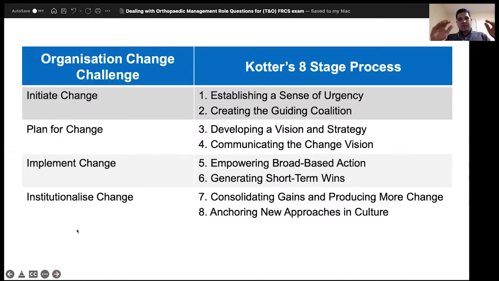And these are the 8 steps recommended by Kotter, which is Kotter's 8-stage process. You can say it in 4 groups. Initiate a change by 2 things: sense of urgency and creating the guiding coalition. So meet with the teams, then make a plan for change, developing a vision and strategy, communicating the change vision, then implement change, then institutionalize your change. So apply that.